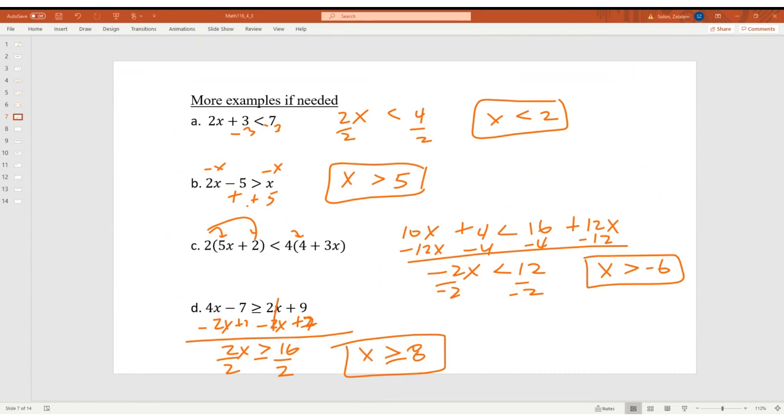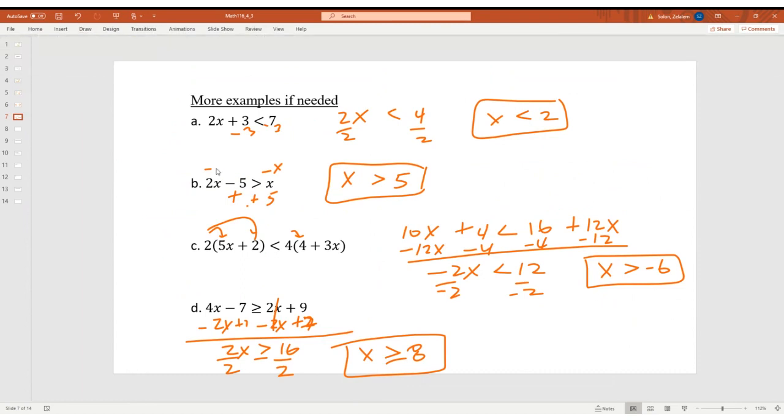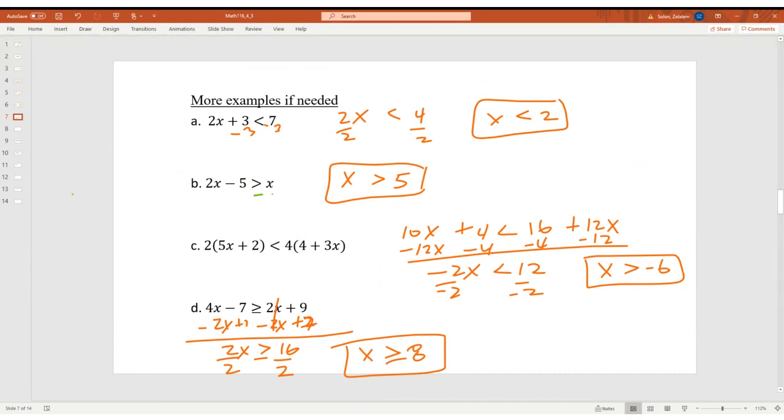Ready to B. Oh, okay. So B, very quickly. So let me remove this. For B, I can move the x to the left. So B is simple. Okay, just subtract x from both sides. Minus x, minus x. That gives you x minus 5 greater than 0. X minus x is 0. Okay, then plus 5 on both sides. Plus 5 on both sides. So x is greater than 5. That's how we get x greater than 5.